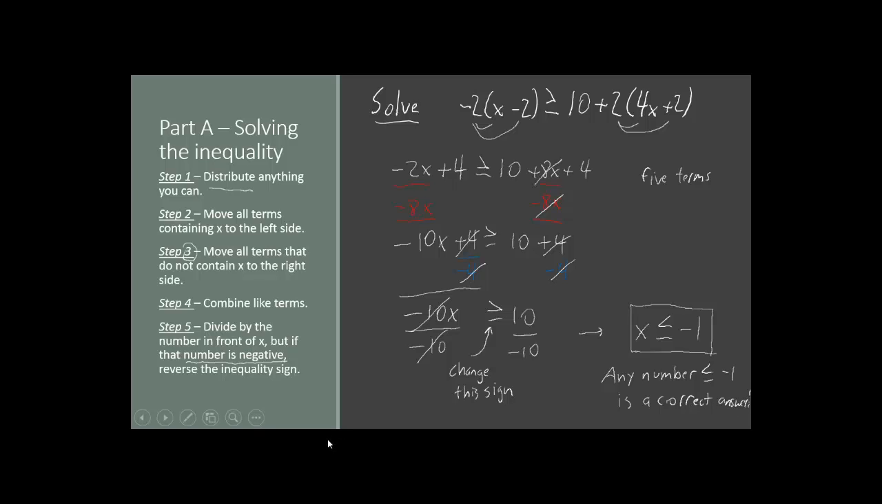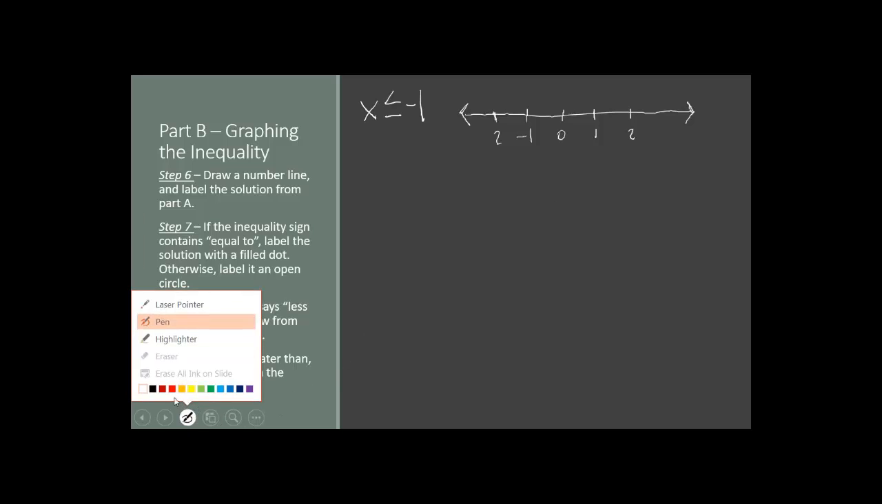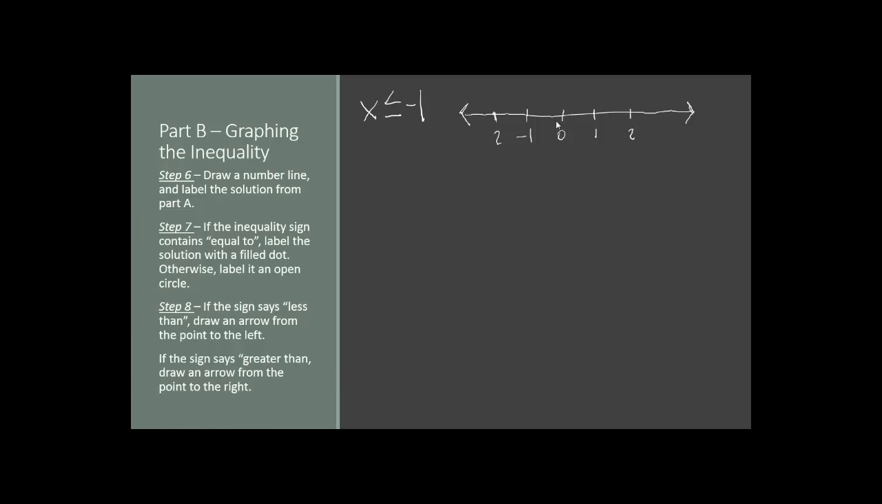Now this may be kind of difficult to show, so let's try to graph this on a number line. We're going to begin by drawing a number line, and we're going to label the number that we ended up with on the line. Now we ended up with negative 1. I'll just put a little mark right there on negative 1.